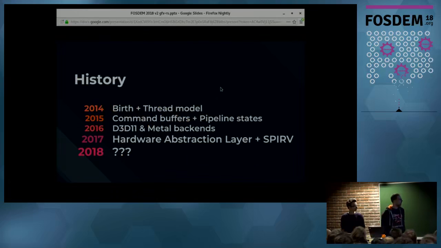It started in 2014, and the legend is we had 3 threads at the beginning, and then we were fast-tracking through the evolution of the APIs as the native APIs did. So first we got command buffers, we got rid of the threads, and then we followed with resource views, pipeline states, eventually getting the D3D11 and Metal backends.